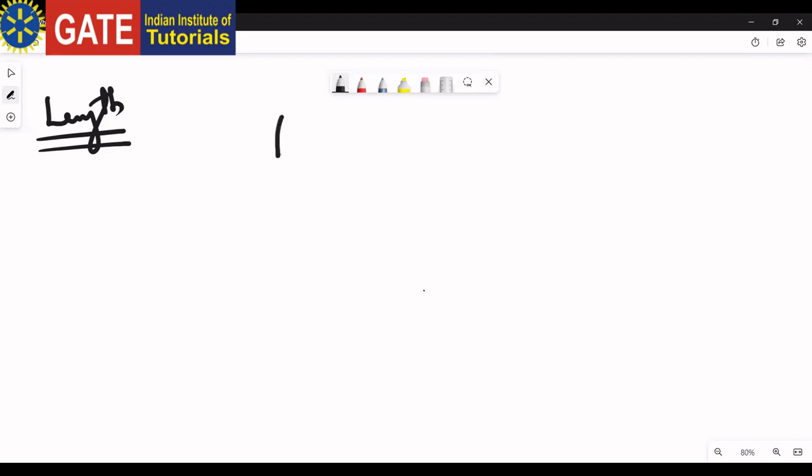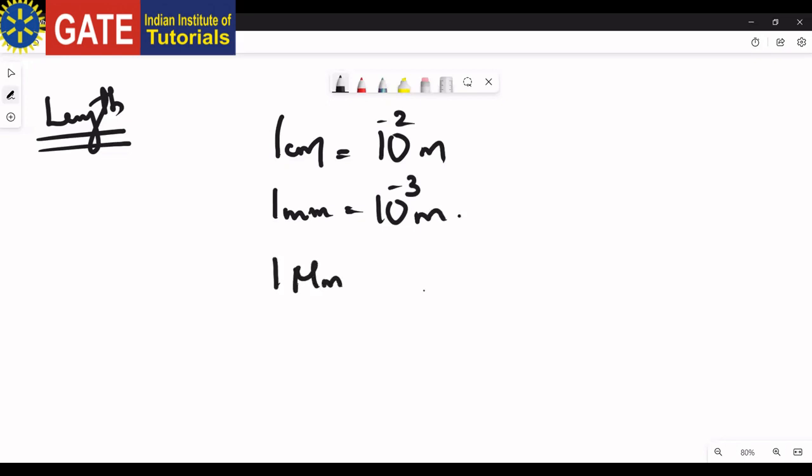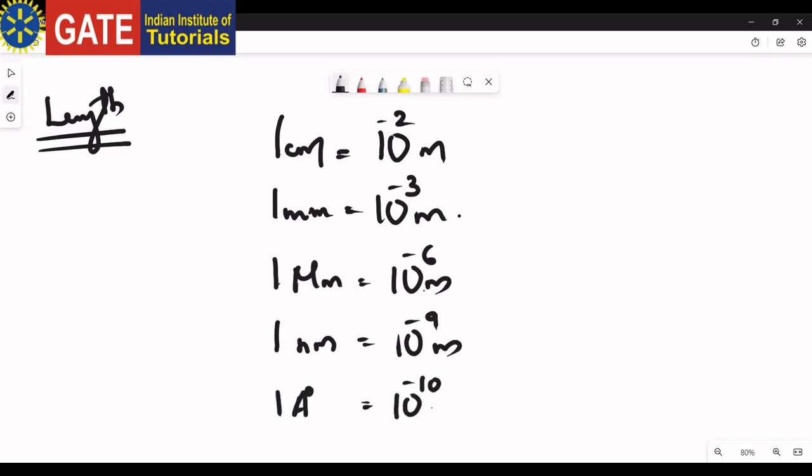So tell me, what is the centimeter to meter conversion? 1 centimeter equals how many meters? 10 to the power minus 2 meter, right? 1 centimeter is 1 by 100 meter, which is 10 to the power minus 2. So 1 millimeter will be 10 to the power minus 3 meter. Now 1 micrometer will be 10 to the power minus 6 meter. 1 nanometer, how much will it be? 10 to the power minus 9 meter. What about 1 Angstrom? 10 to the power minus 10 meter.